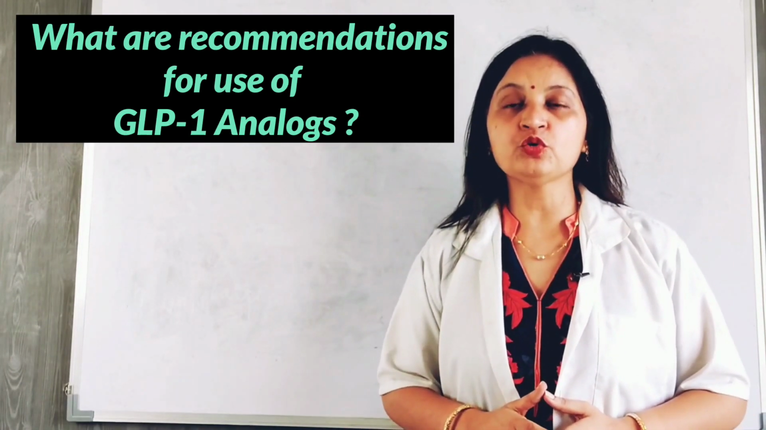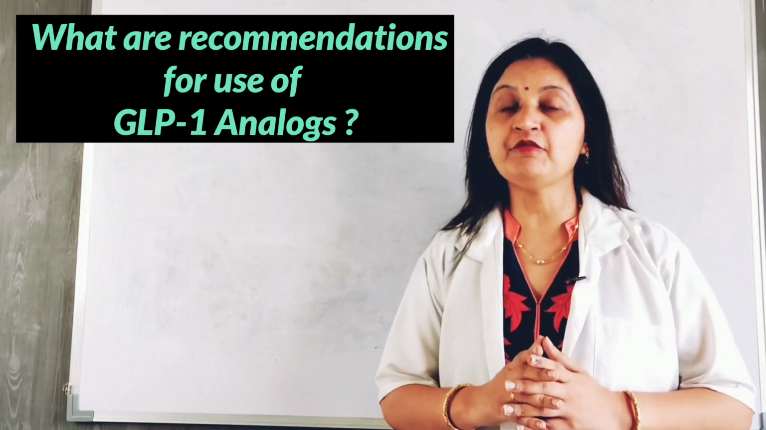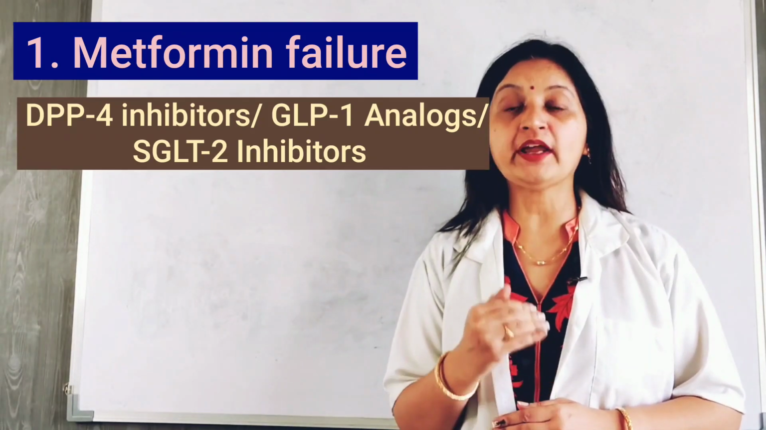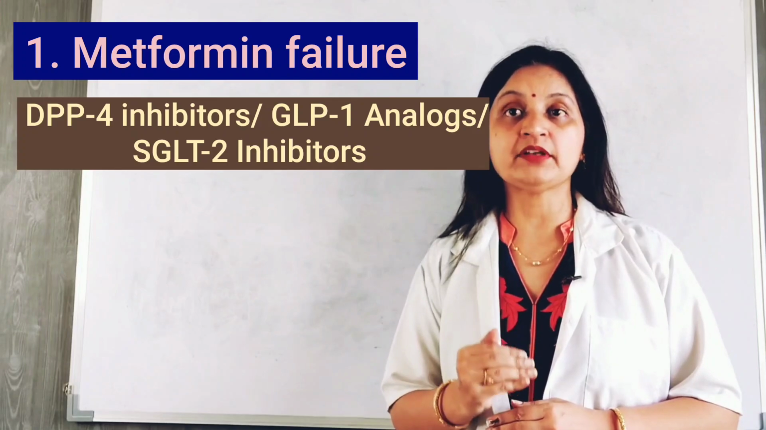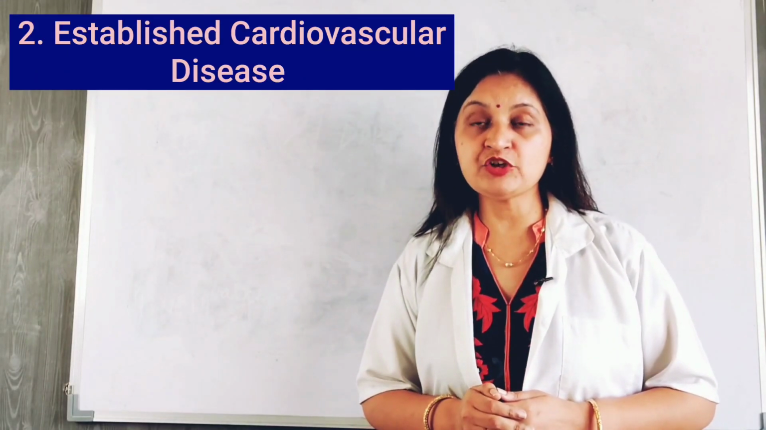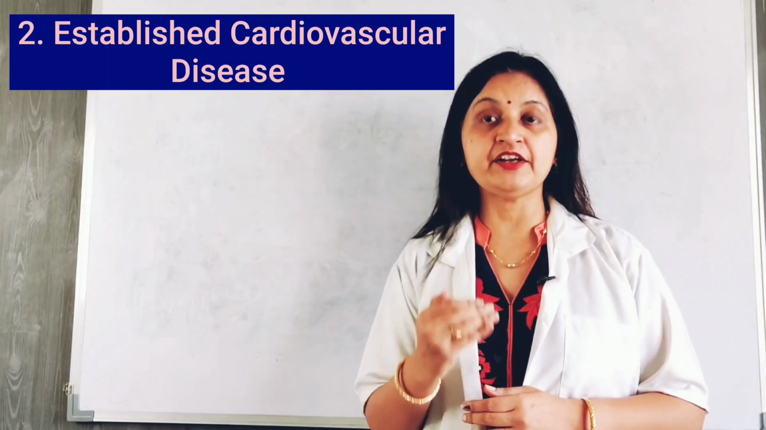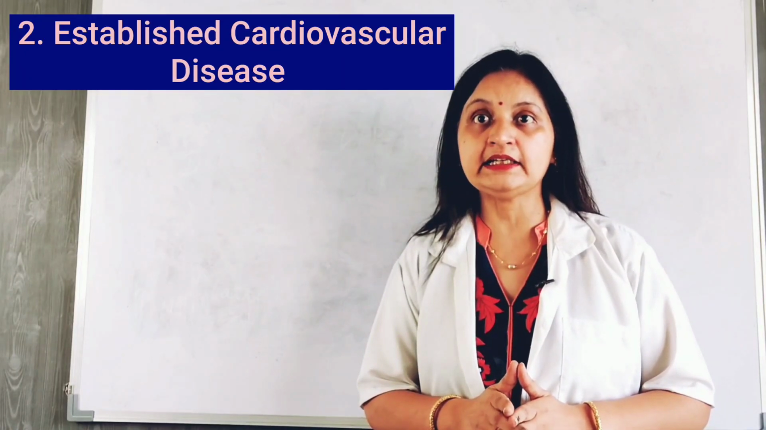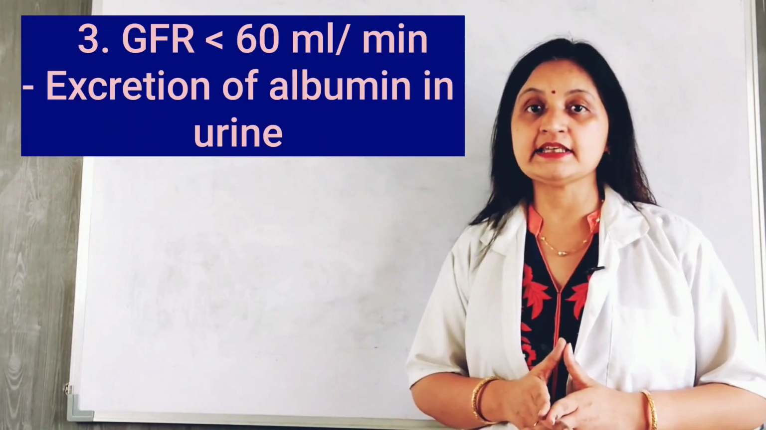What are the recommendations for the use of GLP-1 analogs? GLP-1 analogs are initiated in case of metformin failure because metformin is the first line drug for the management of type 2 diabetes mellitus. So in case of metformin failure or intolerance to metformin, DPP-4 inhibitors, SGLT2 inhibitors or GLP-1 receptor agonists can be used in place of metformin. Secondly, these drugs are highly recommended in individuals with established cardiovascular disease such as prior myocardial infarction, coronary artery disease, left ventricular hypertrophy because these drugs are known to increase the coronary blood flow, improve the myocardial contractility, increase the ejection fraction, and therefore these drugs are recommended in established cardiovascular diseases.